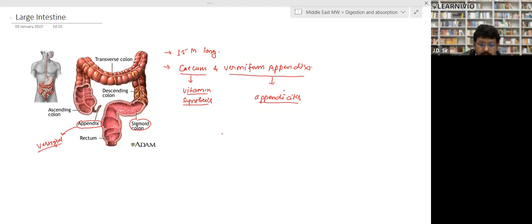Rectum is the last 20 centimeter long part of the digestive tract. Full stop. Its function is absorption of water and elimination of solid waste. Let's stop.